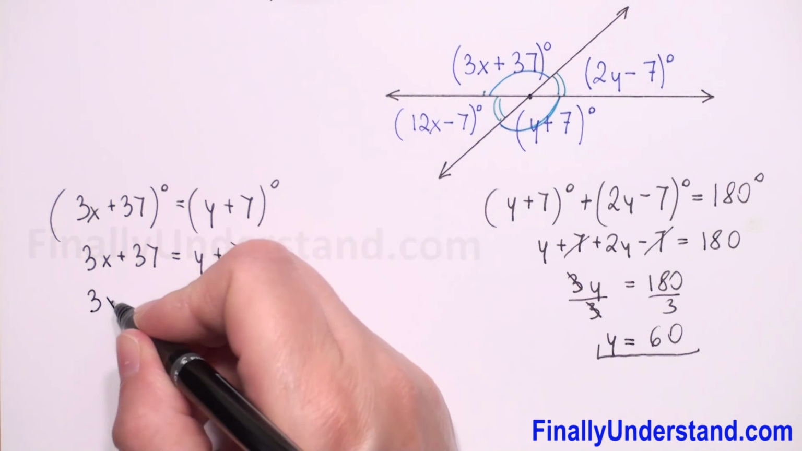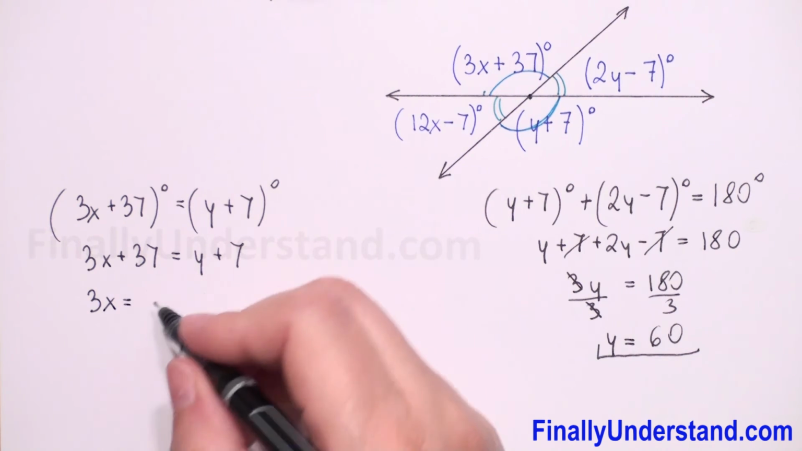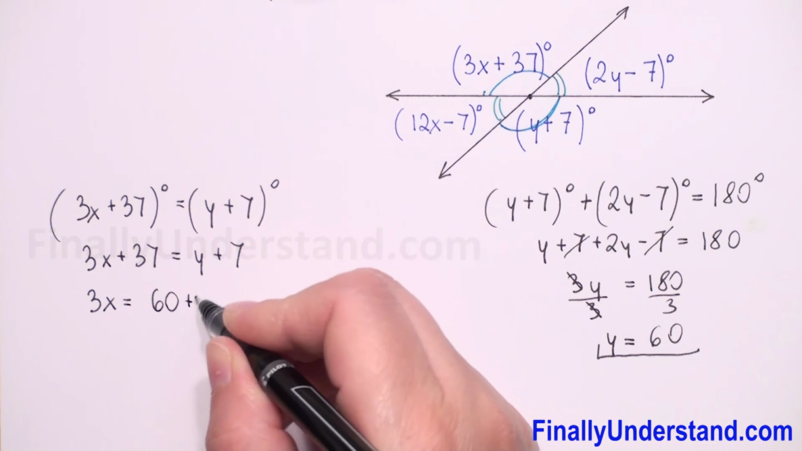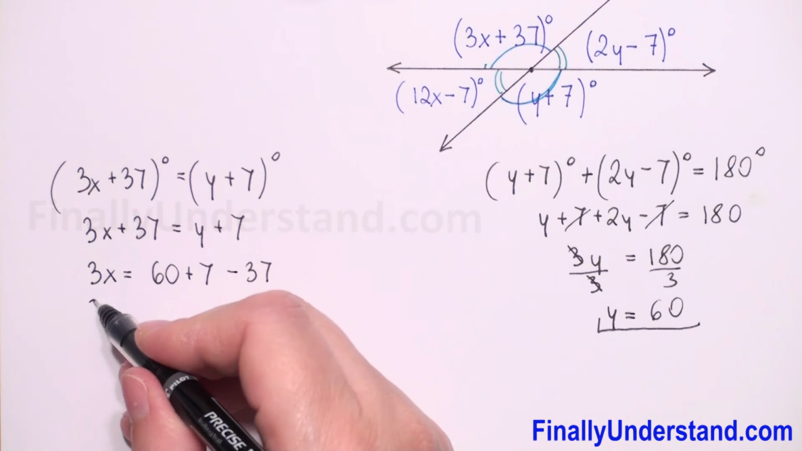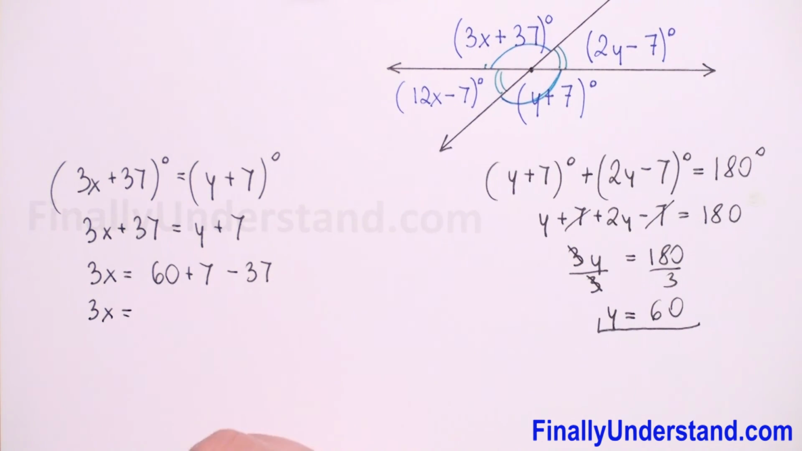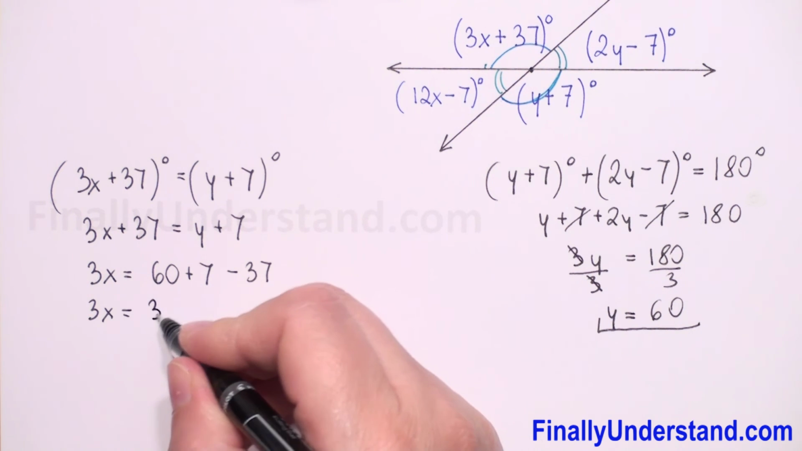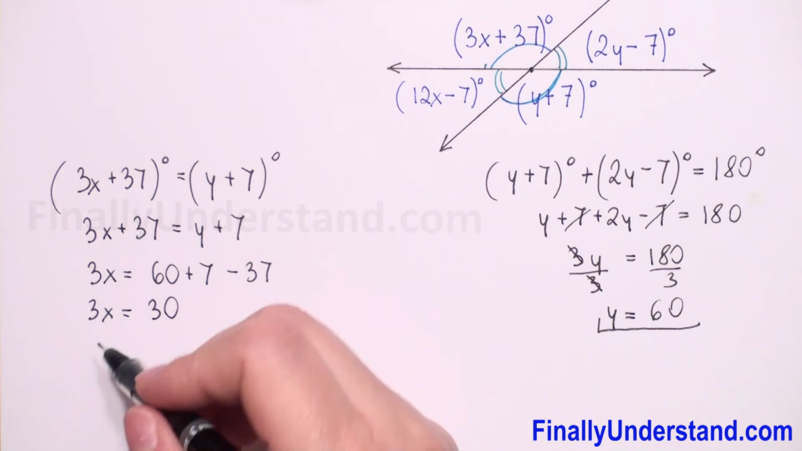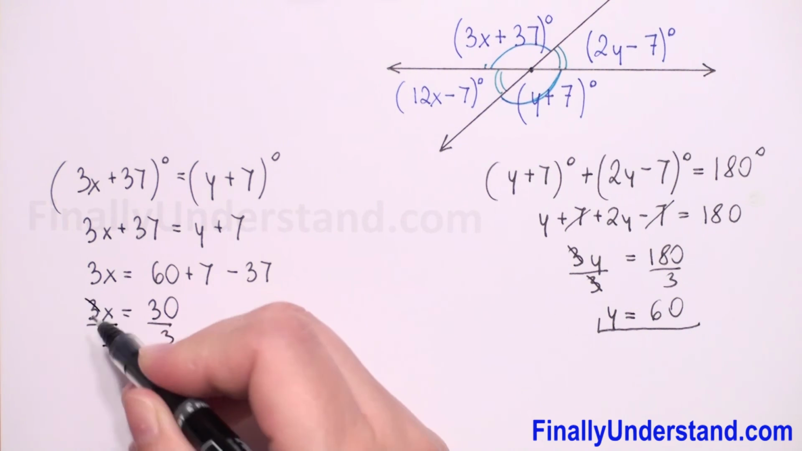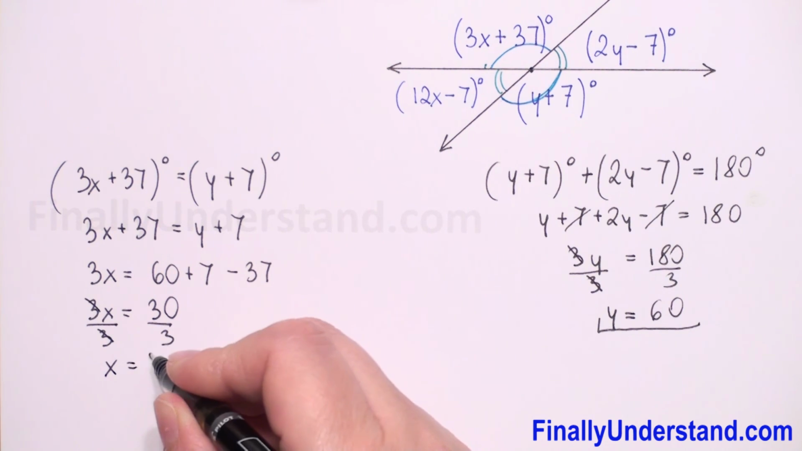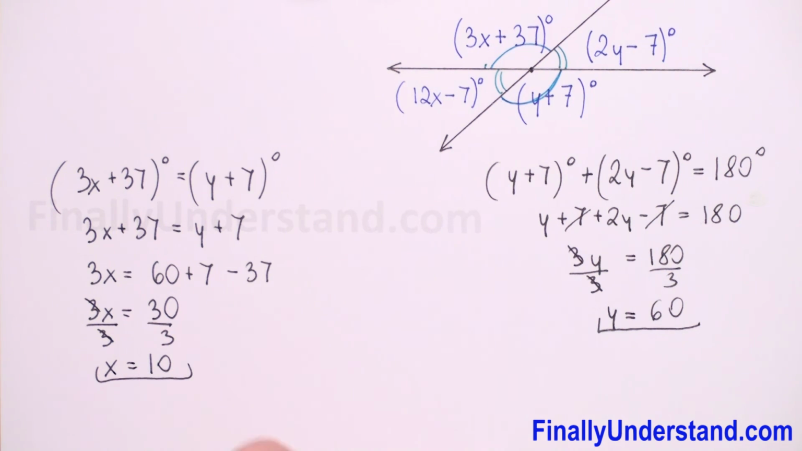So we have 3x is equal to 60 plus 7 minus 37. So 3x is equal to 30. So now we divide both sides by 3. So we have x is equal to 10. We found values of x and y. So this is my solution.